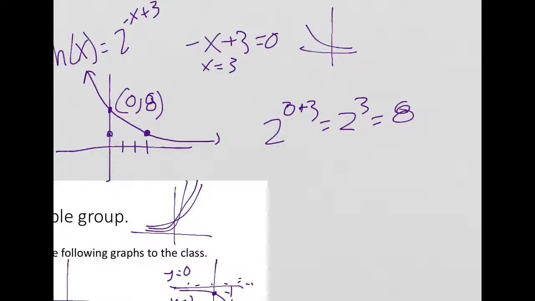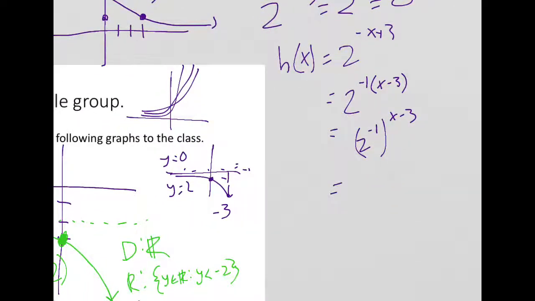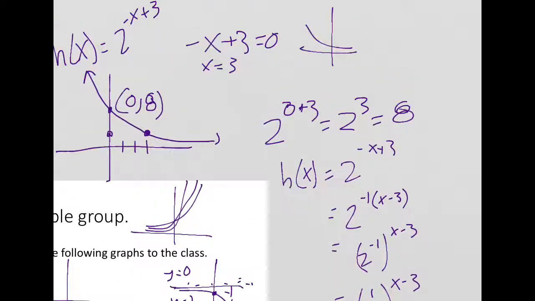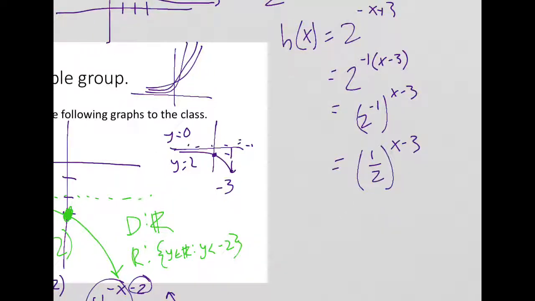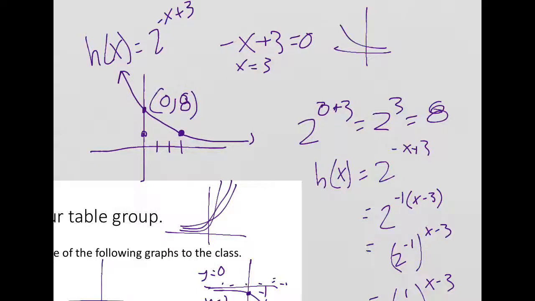And again, if you want to think of it in another way, h of x equals 2 to the negative x plus 3. Well, let's factor out that negative and make it 2 to the negative 1 times x minus 3, because then I can rewrite this as 2 to the negative 1 to the power of x minus 3, and I can finally rewrite that as 1/2 to the power of x minus 3. So then with our positive coefficient, we see we get x minus 3, which shifts the graph to the right as we can normally think about it. And also we get that 1/2 there, which reflects it in the y-axis.